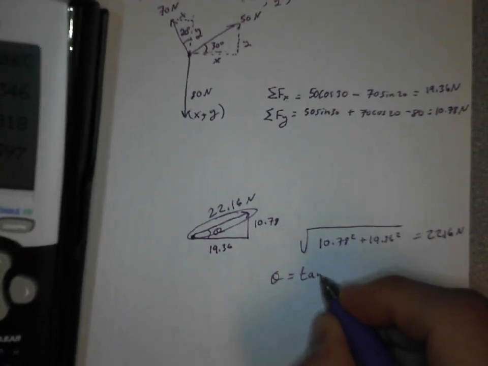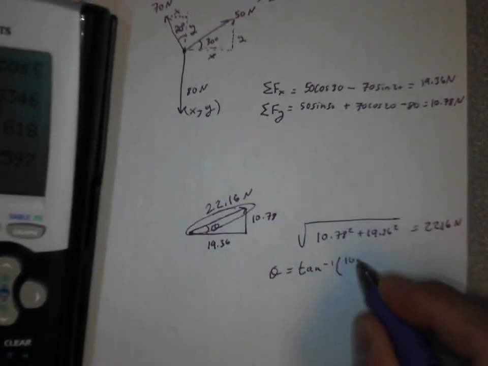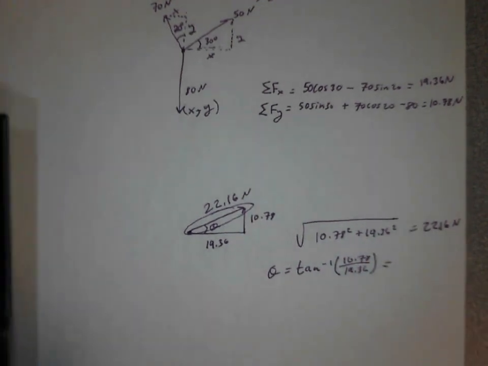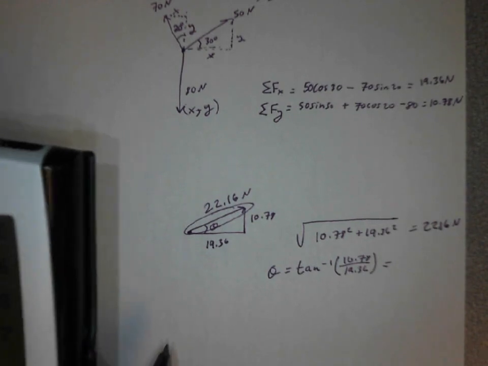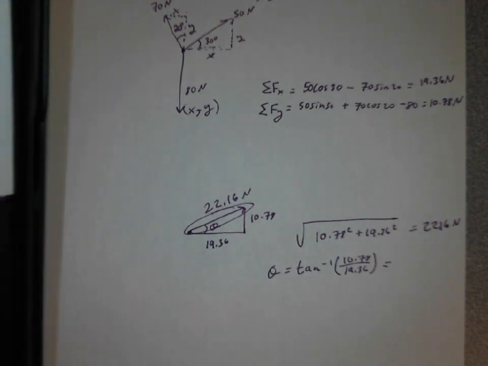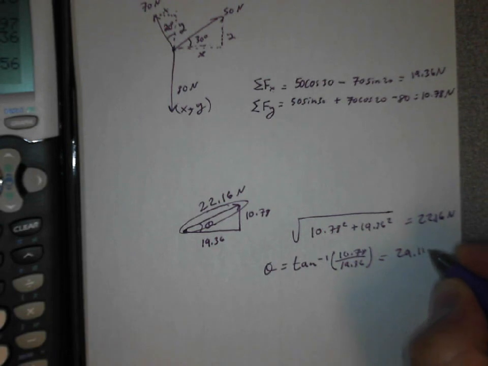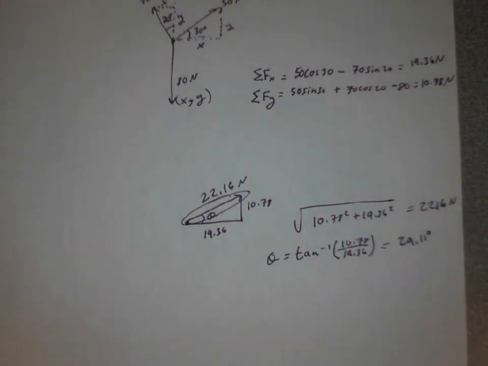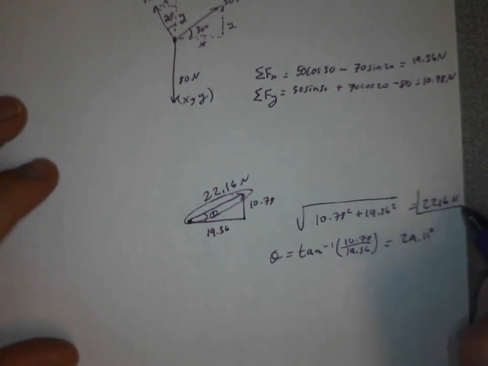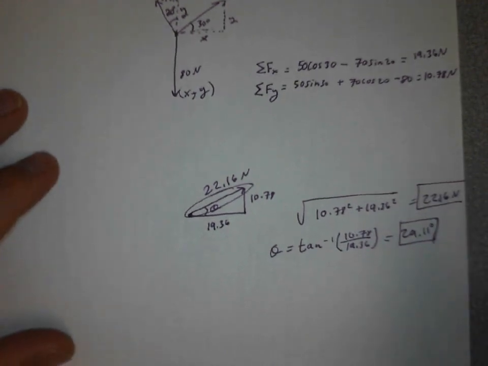We're going to use the inverse tangent there. I'm going to do opposite over adjacent, so that's 10.78 divided by 19.36. So the inverse tangent of 10.78 divided by 19.36 is going to give me an angle of 29.11 degrees. So that right there, that's an answer, and that's an answer.